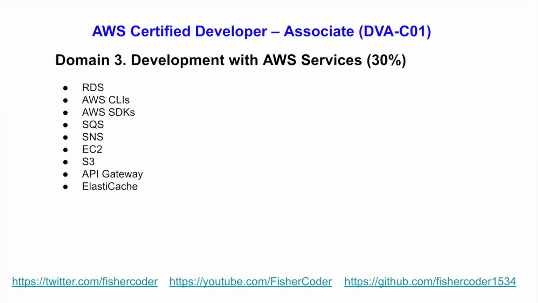Then there is ElastiCache, which has two different engines. One is Memcached, the other is Redis. A core difference between these two is that Memcached doesn't support high availability. However, Redis provides cluster mode, which supports high availability.